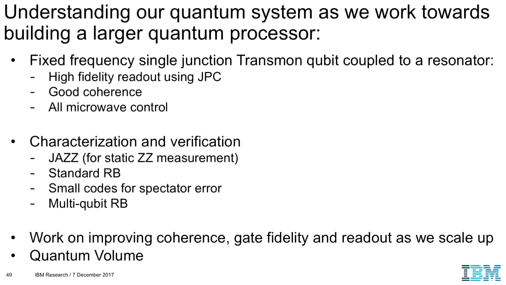So to finish up the first part of the talk, or most of the talk, we talked about the qubits that we have and some characterization methods. We're always working on improving coherence, gate fidelity, and readout as we scale up. So that's what we need. And I've defined a metric, quantum volume, that we can start using to understand how well we're doing, how well we're improving on all these aspects of the device.